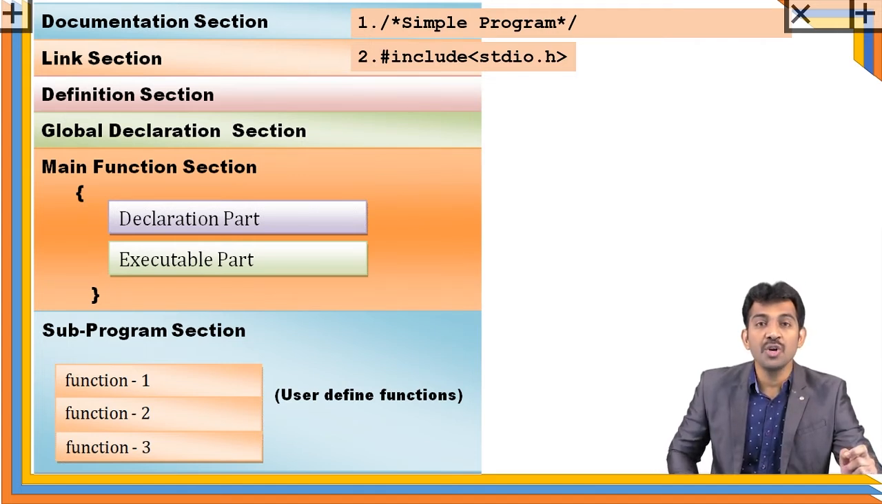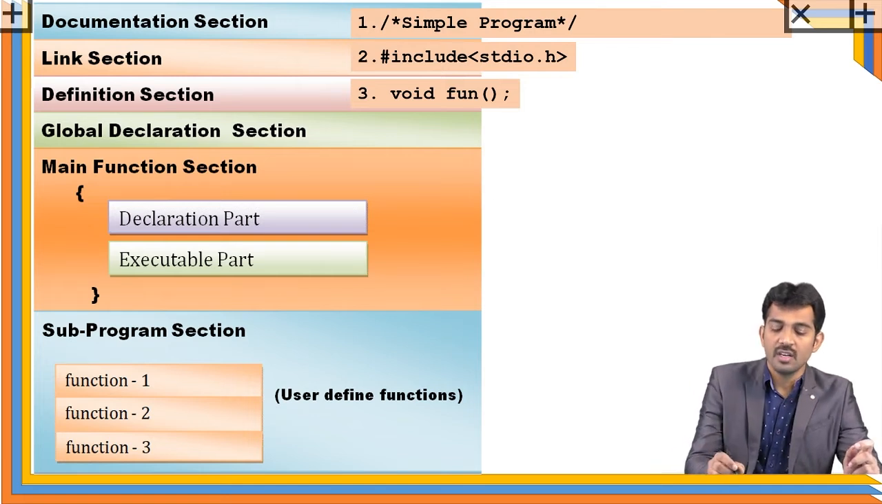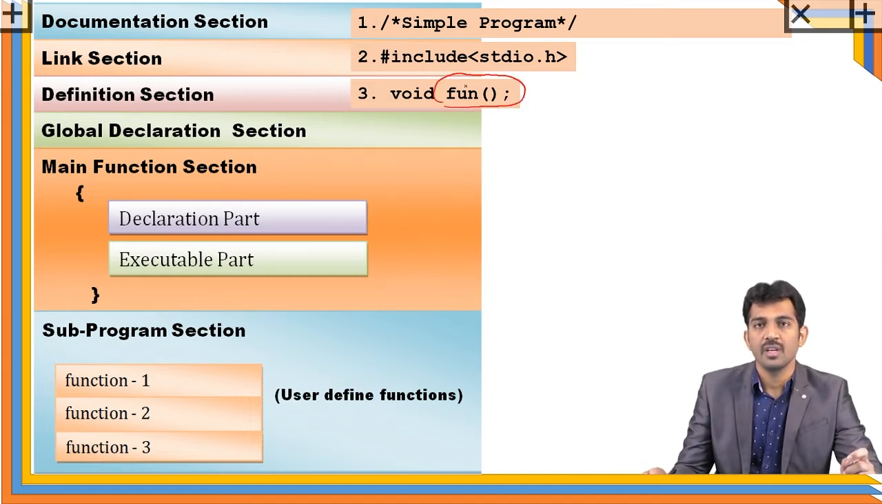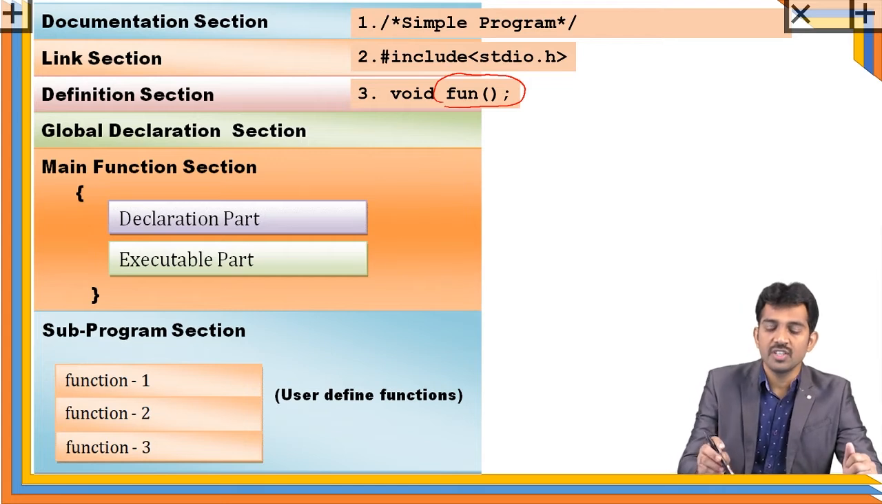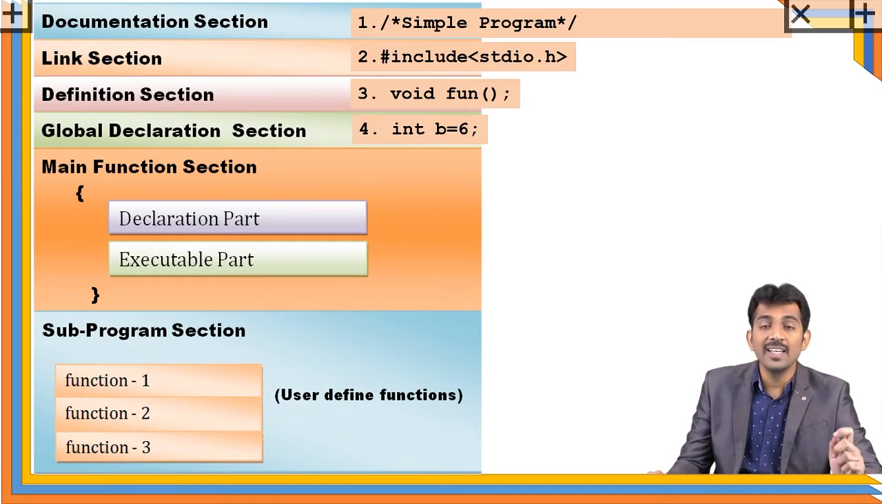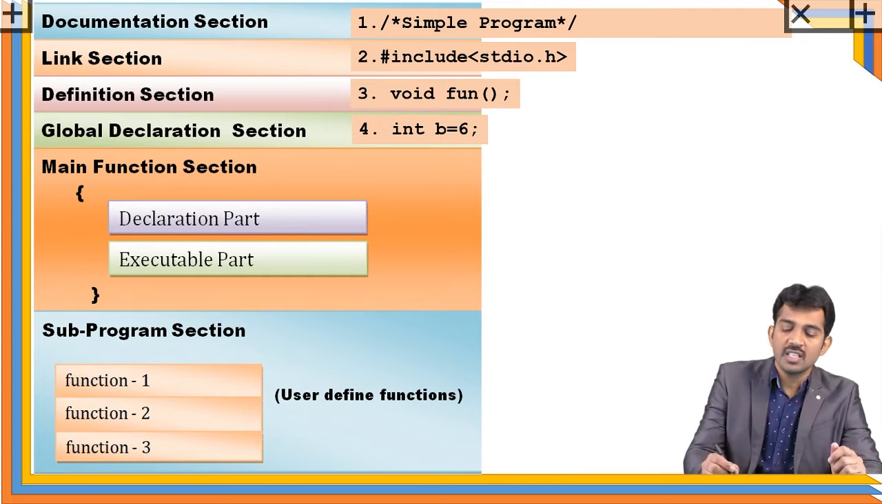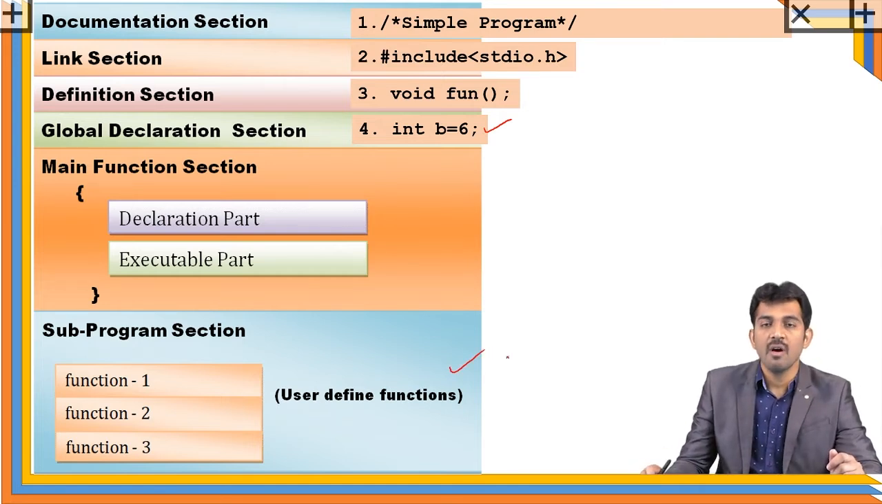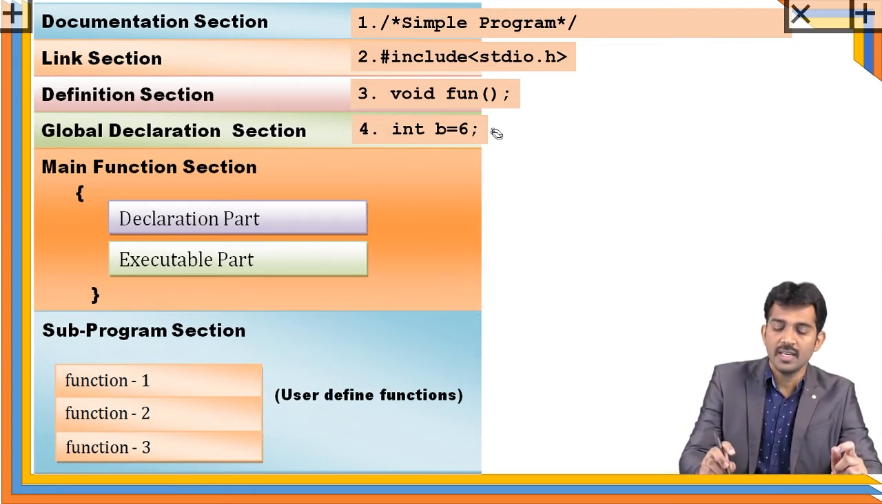Next, definition. Are you going to use any functions here? Yes. For example, if I am using a function, fun, that is the definition I need to represent here, in the definition section. Next, global declaration. Are you going to use any variables? If you declare a variable in the global declaration, that variable is available in this section as well as the subprogram section. In all the sections, the variable is available. That is called a global declaration.